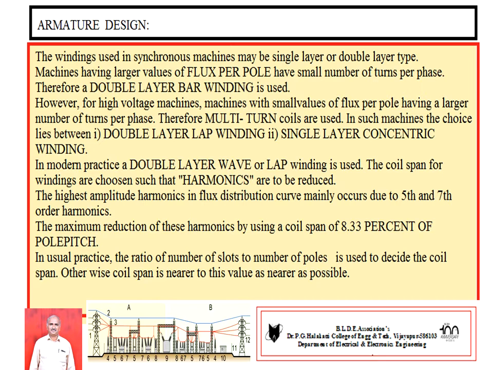The maximum reduction of these harmonics is possible by using a coil span of 8.33% of pole pitch, πD/P. In usual practice, the ratio of number of slots to the number of poles is used to decide the coil span, or otherwise the coil span is chosen as near to this value as possible.